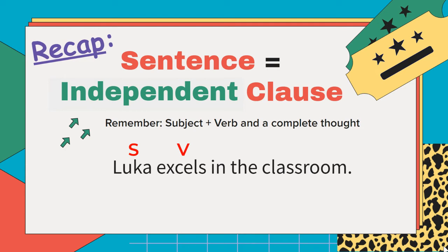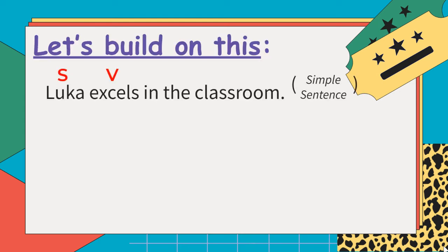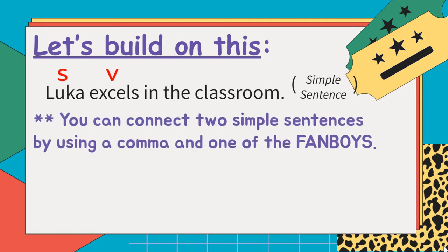He doesn't do well. He doesn't even do great. Luca excels in the classroom. Good for Luca. Now, this type of sentence is known as a simple sentence. This is a basic sentence, and this is what we're going to be building off of today. So let's build on this. Luca excels in the classroom.